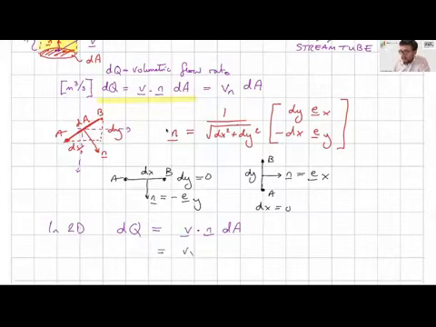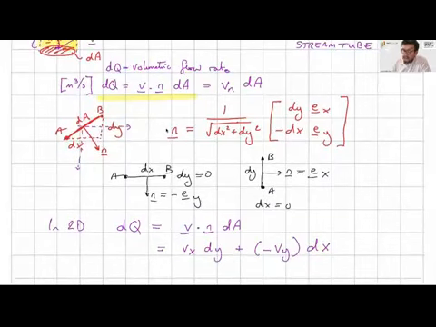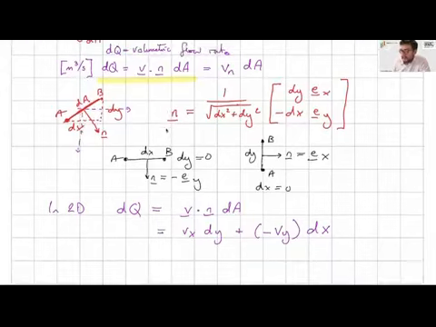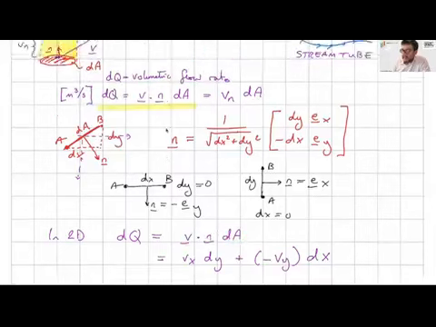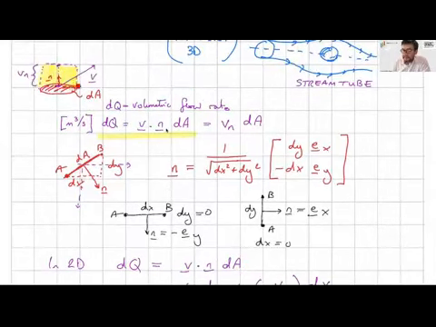And so this would be equal to Vx times dy plus, and then this would be minus Vy times dx. So here would be our positive velocity in this direction and a negative velocity in that direction. And v dot n dA is the 2D equivalent of this statement that we've made right here.